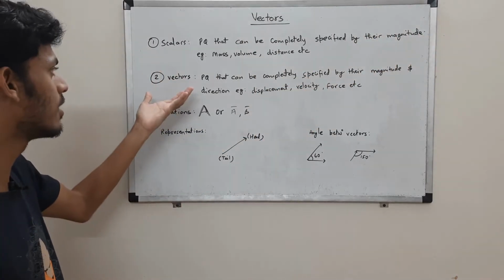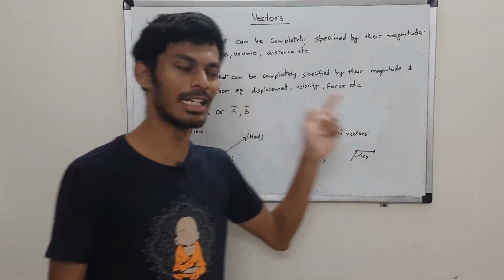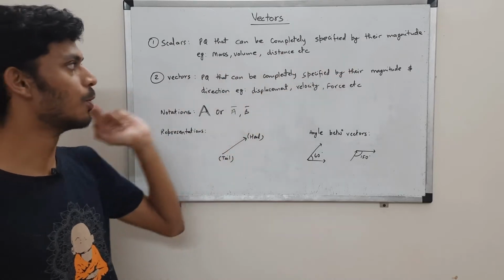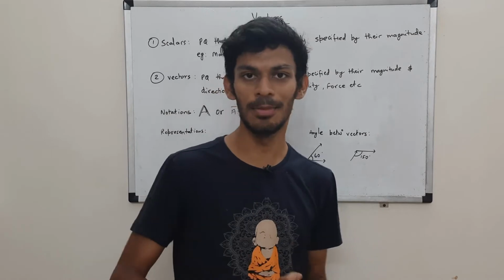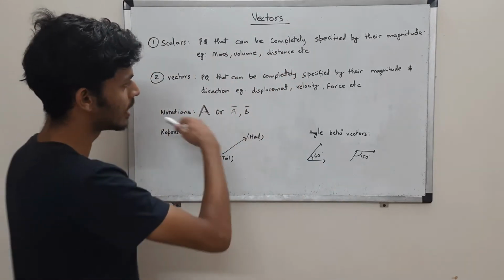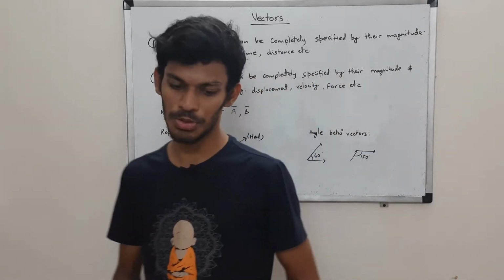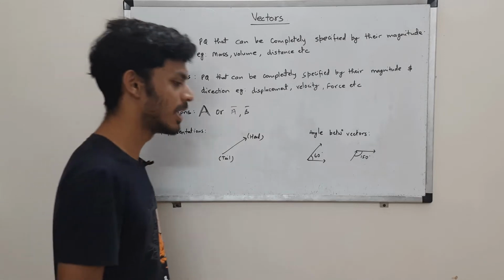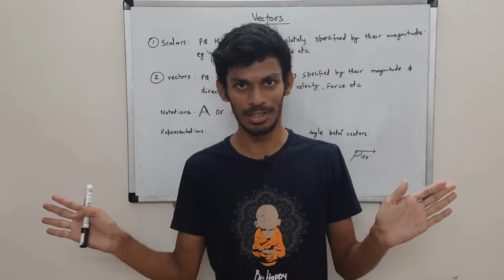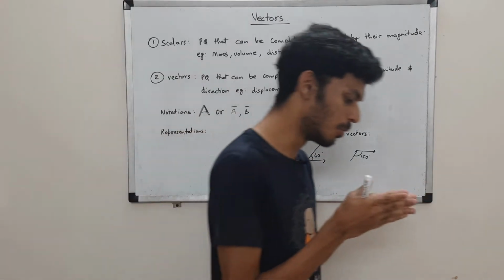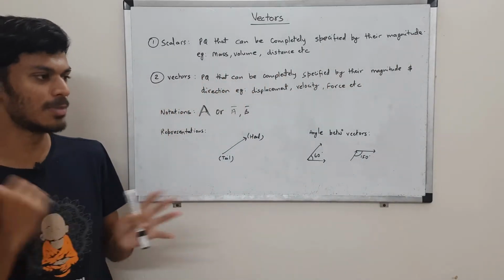In the case of vectors, they are physical quantities for which you need both. You'll also need the direction and the magnitude to completely specify it. Examples are displacement, velocity, force and so on. Acceleration also. Basically you can take the example of displacement. Displacement is a vector, so it will be different in this direction and this direction. If I move 2 units from here, it's different from 2 units from here, right? So displacement is a vector.